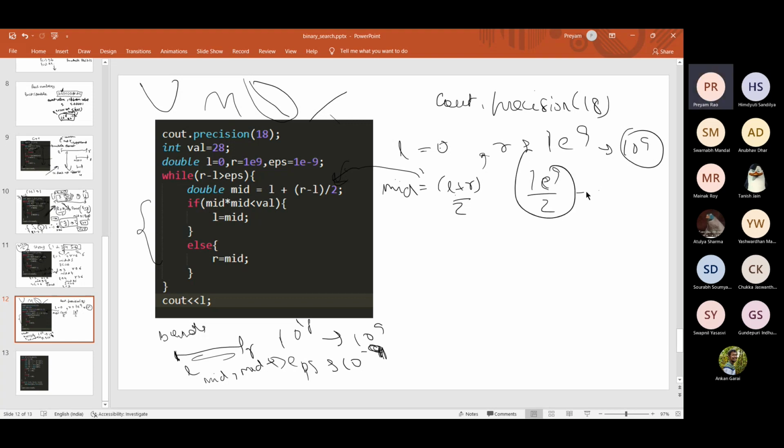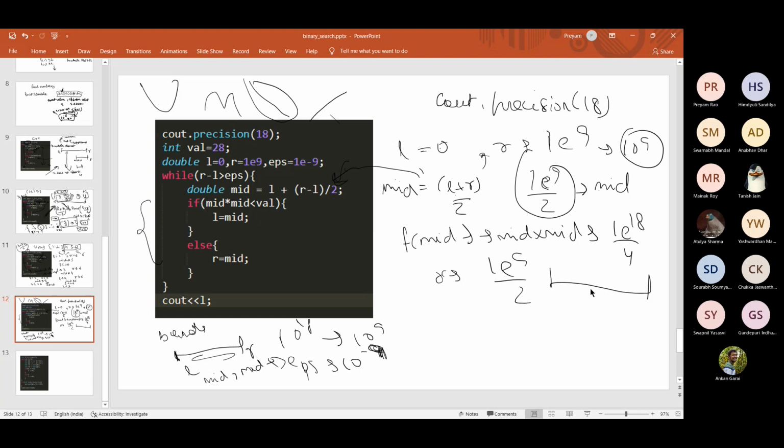Then we'll put this number mid in our function, which is mid square. This would give us 1e18 by 4. This is obviously much greater than mid, so R would be equal to mid, 1e9 by 2. Exact same thing as normal binary search. So initially it looks like this, then it will go like this. Eventually we'll go.